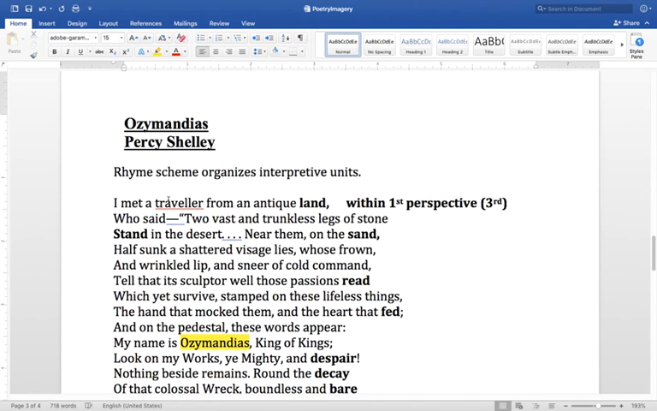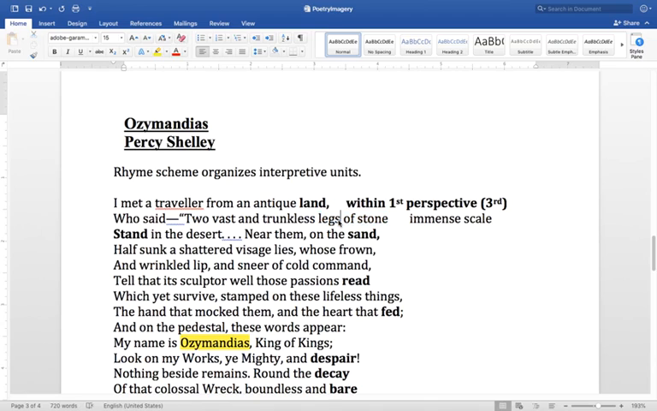Two vast and trunkless legs of stone stand in the desert, and here we have the imagery created, right, everybody? There's a desert, and the idea of vastness, again, the idea of imagery of scale, of immense scale, is created through the word vast, and it's a vast leg of stone. So there's a statue there, right, everybody? There's a leg of stone. We're going to get that later on, but there's a leg of stone.